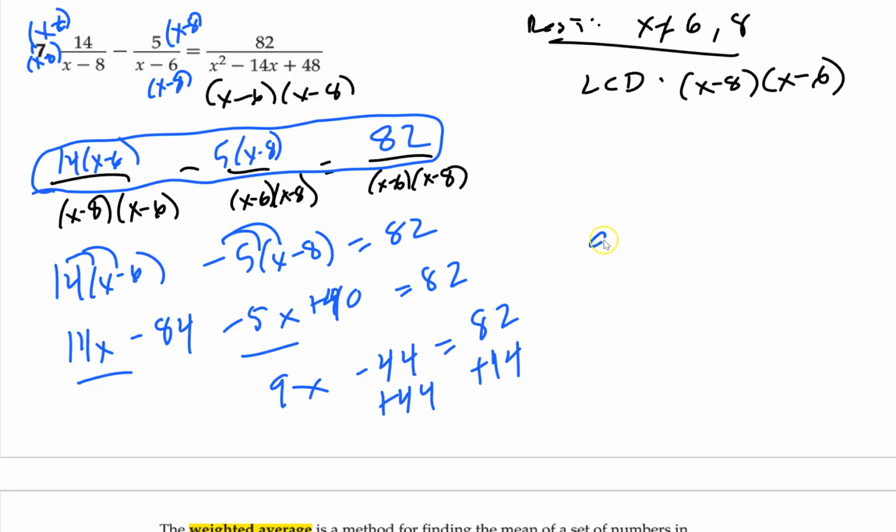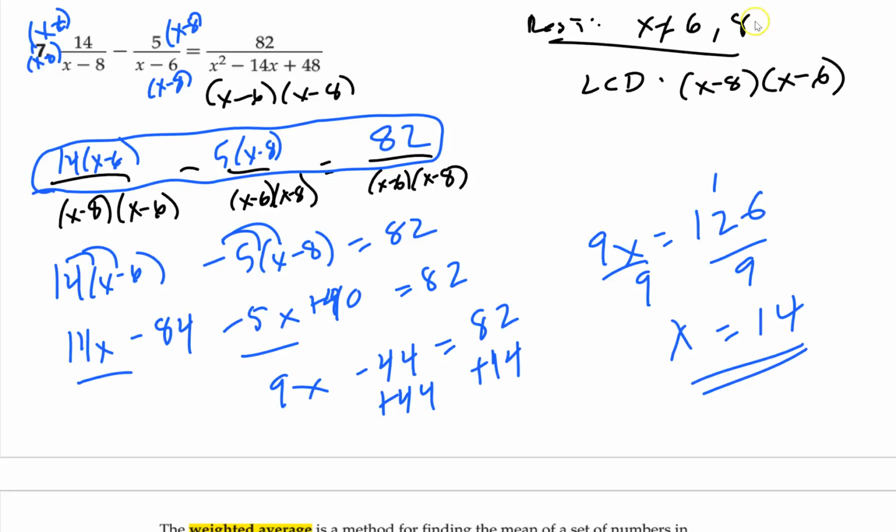And I get 9x equals 126. 126 divided by 9. 9 goes into there 1 times, 36, 4. So 14. Again, notice it's not one of my restrictions, so I'm good. That's my answer. Right, so that's how you solve a rational equation.